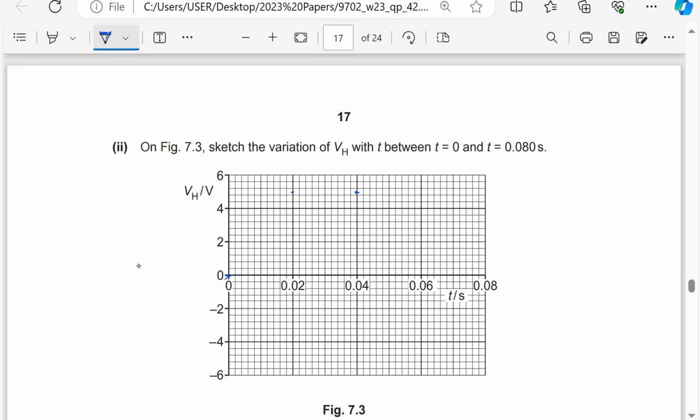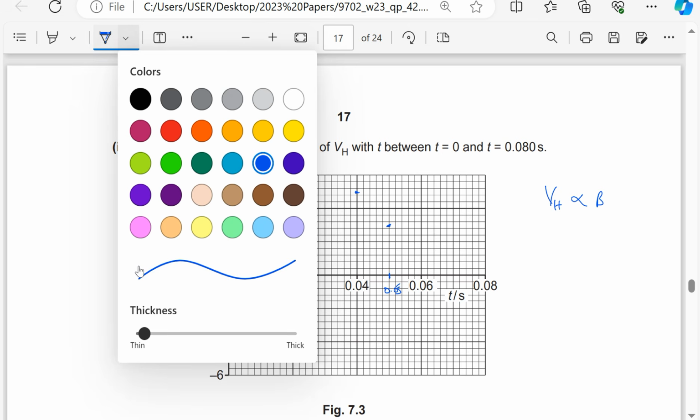Then B, remember I'm considering VH is directly proportional to B. When B halves, VH should also be half of the maximum, so it becomes 2.5. So at this time here, 2.5, this is 0.4, 0.5. So this is 2.5 here. Then it becomes constant. So I'll just now draw with the ruler. Let me increase the thickness.